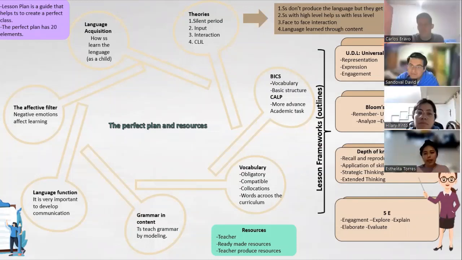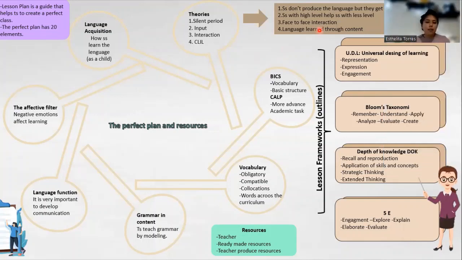So, lesson plan. A lesson plan is a guide that helps teachers to create a perfect plan. And this perfect plan has 20 elements. But before that, we need to know some steps to create it. The first one is language acquisition, and this is about how students acquire knowledge. And children acquire by listening and imitating.